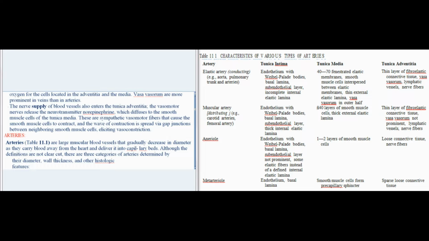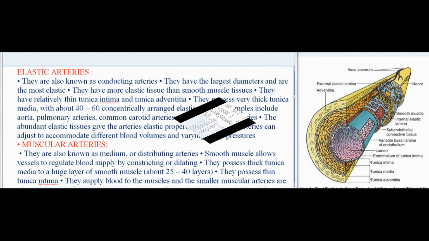Arteries, Table 11.1, are large muscular blood vessels that gradually decrease in diameter as they carry blood away from the heart and deliver it into capillary beds. Although the definitions are not clear-cut, there are three categories of arteries determined by their diameter, wall thickness, and other histologic features. Elastic arteries are also known as conducting arteries. They have the largest diameters and are the most elastic. They have more elastic tissue than smooth muscle tissues. They have relatively thin tunica intima and tunica adventitia.